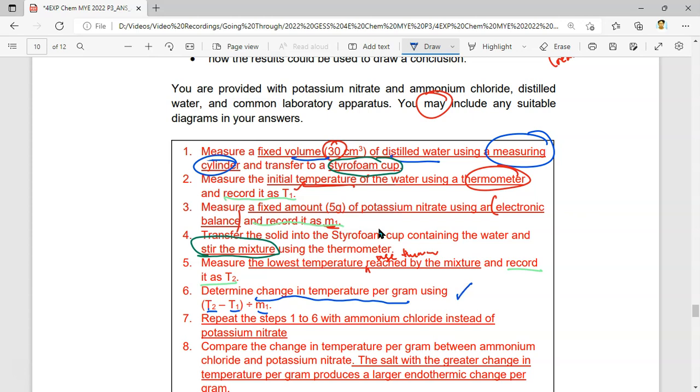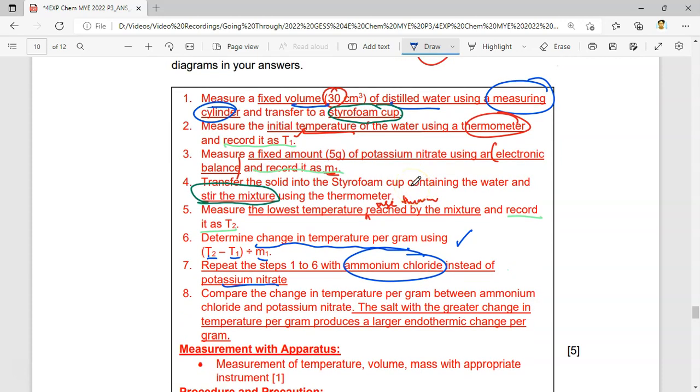Next, once I know the temperature change per gram for potassium nitrate, I will do the same thing for my ammonium chloride. So I'll repeat step 1 to step 6 with ammonium chloride instead of potassium nitrate, because you must have the same conditions, right? You want to make sure that all your conditions remain the same, but now you're using a different salt.